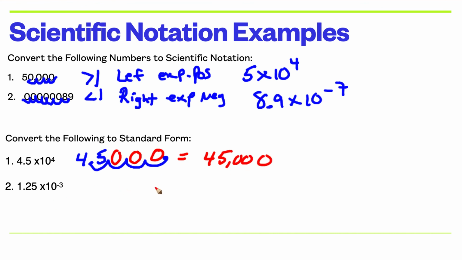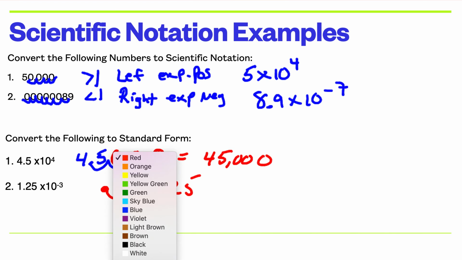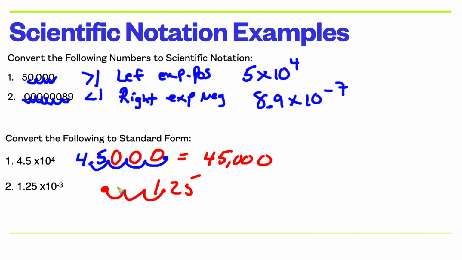Now, 1.25 times 10 to the negative third. So once again, we're going to go opposite, so we're going to go to the left. So 1, 2, 3. There's our decimal point, should be right here. In the little waves there, we should have 0, 0, 1. And that should be it. If we check here, 1, 2, 3, so it should be 0.00125.